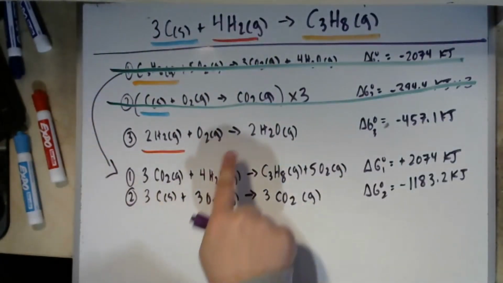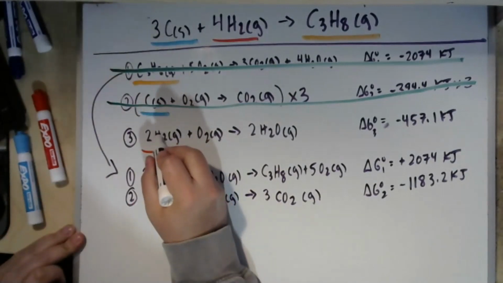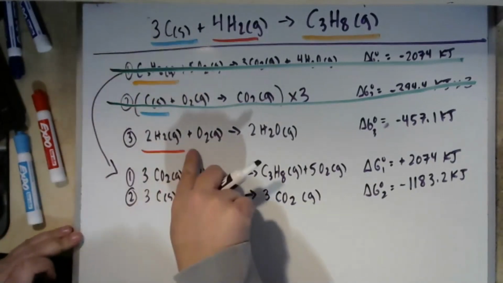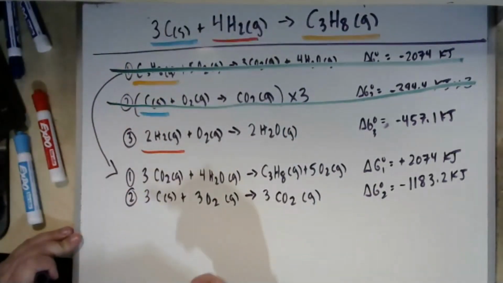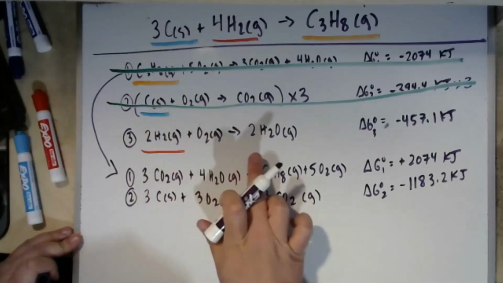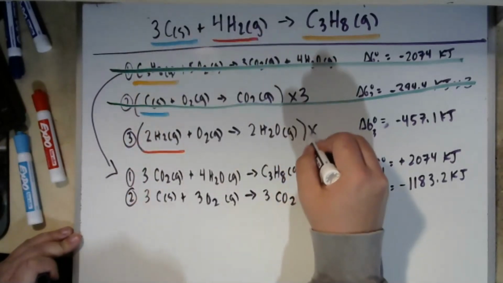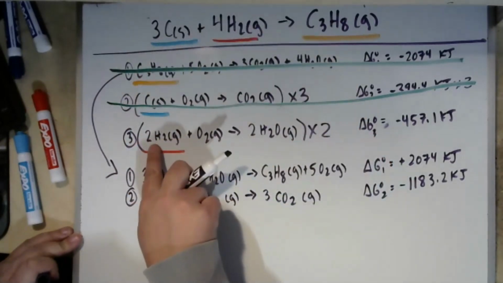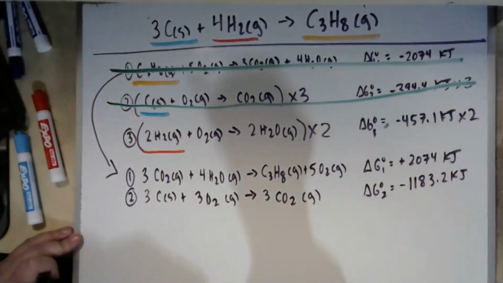Now when we look at our last one, we see that we have 2 hydrogens in this reaction. We need 4 hydrogens in our final reaction. So the change that we can make to this third reaction is we can multiply the entire reaction by 2. Doing that is going to leave us with 4 hydrogens. And then we'll multiply this delta H value by 2 as well.